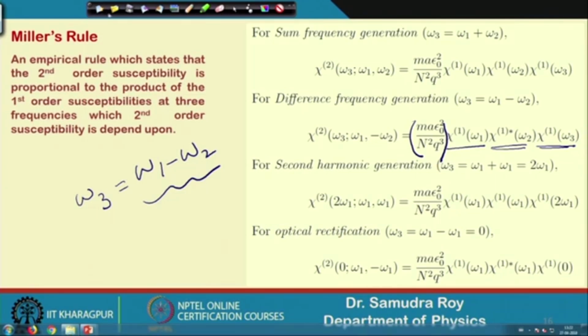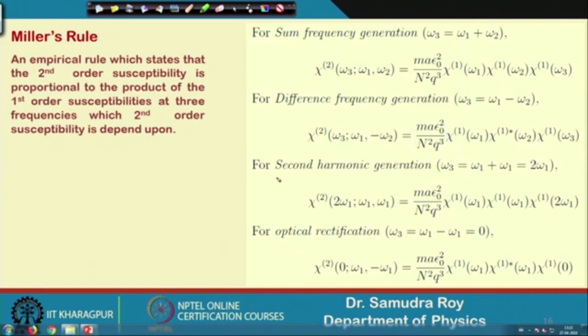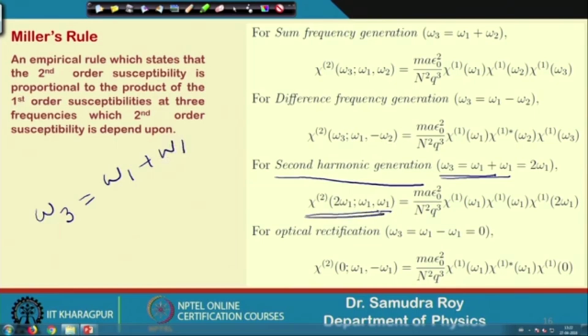Okay. So, let us see how the second harmonic frequencies arise. Second harmonic frequency means omega 3 is related to omega 1 and omega 1. So, there is a possibility that omega 3 will be generated as omega 1 plus omega 1, which is 2 omega 1. In that case, we have the second order susceptibility at 2 omega 1. So, we will write chi 1 at omega 1, chi 1 at omega 1 and chi 1 at 2 omega 1. One can also write chi 1 at omega 1 squared, which is the same thing.